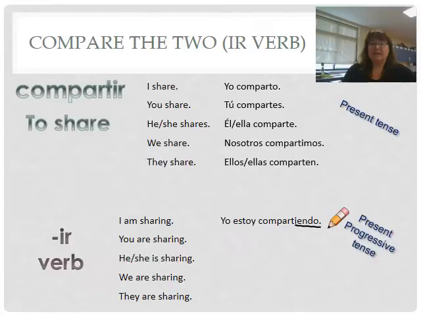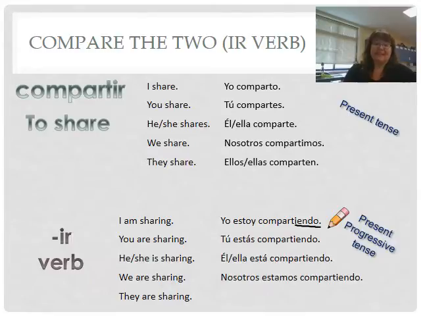Now again, it's going to be iendo for all of these, but you need the correct form of estar. So maybe in your head, try it before you click on for the right answer or pause it. Estás compartiendo, está compartiendo, estamos compartiendo, and están compartiendo.